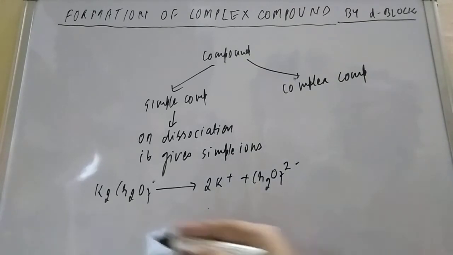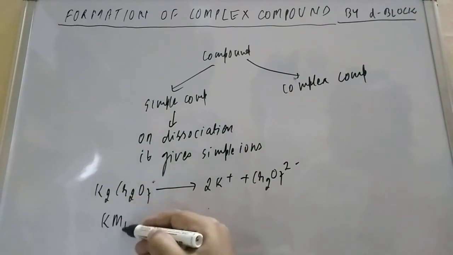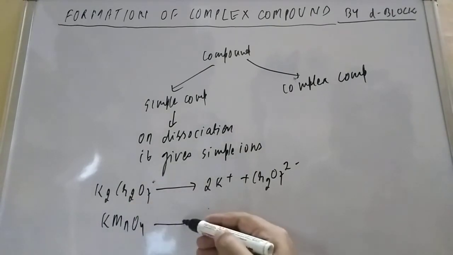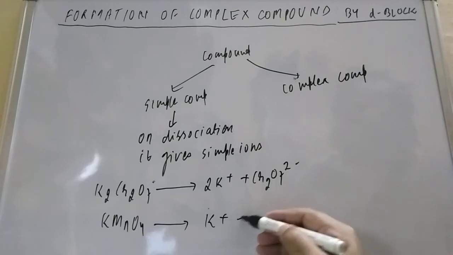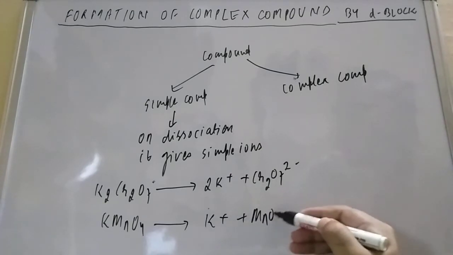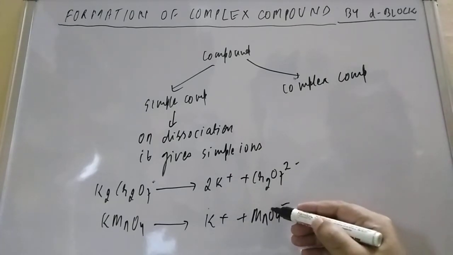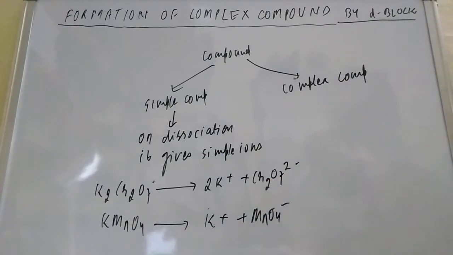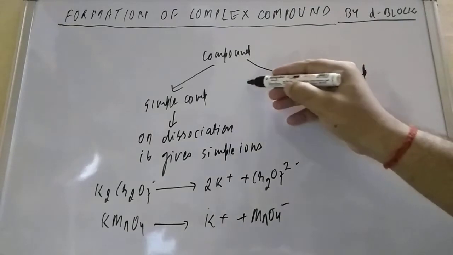Similarly, if you are talking about KMnO4, it will give K+ and MnO4-. These are simple salts. They are simple ions, cation and anion are simple. But what are the complex ones?